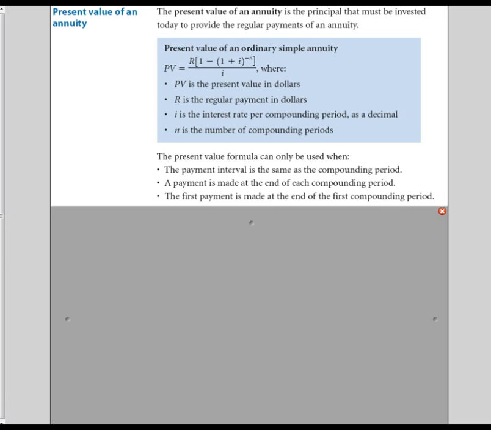So we can't use this to calculate what the future value would be of many regular deposits. It won't work. The conditions there are the same as before. When we apply this formula, we can do this by hand or we can use the TVM solver. So let's have a look at that.